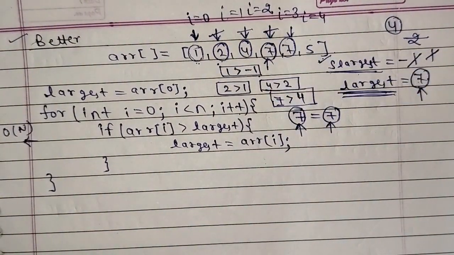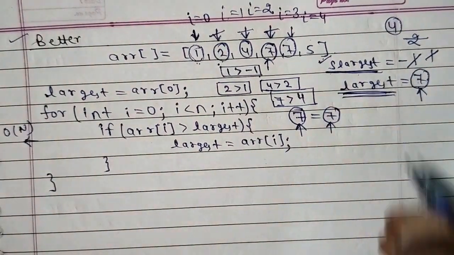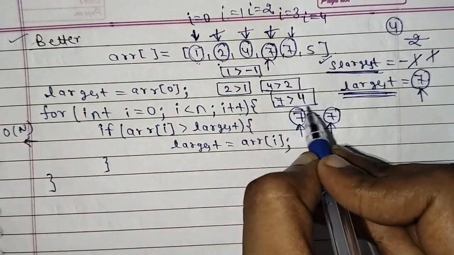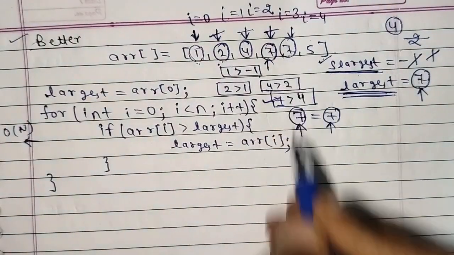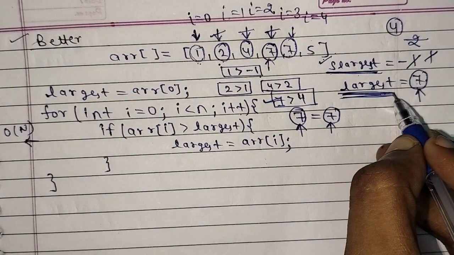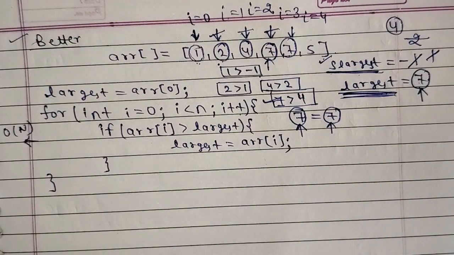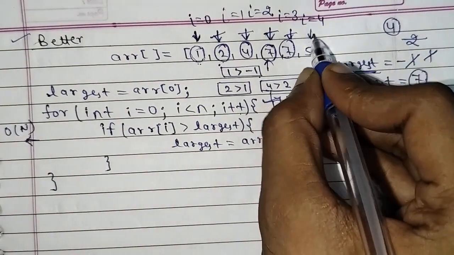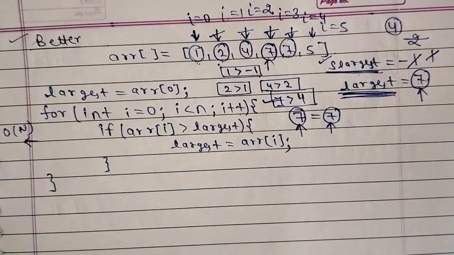Here also the element is 7. Let's again compare. Are you greater than second largest? Yes, 7 is always greater than 4. At the same time, are you not equal to largest? No, I am equal to largest. So don't update; move on. I is equal to 5.